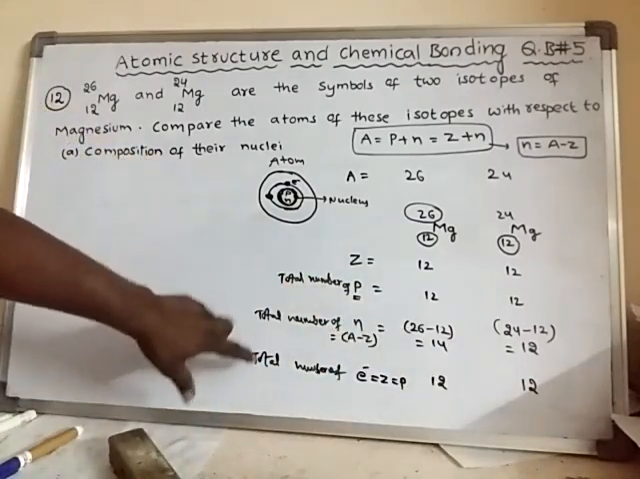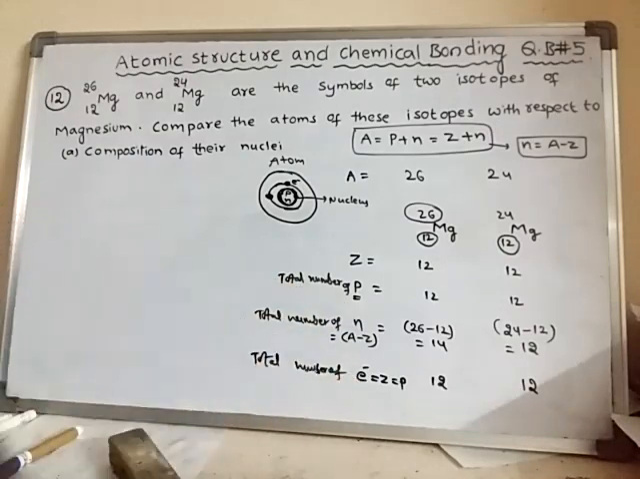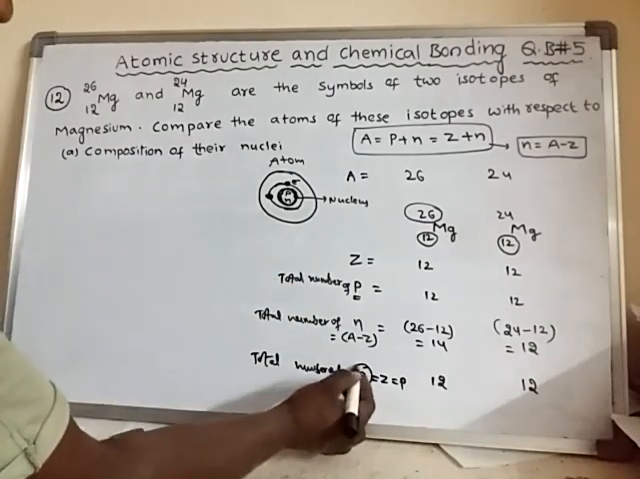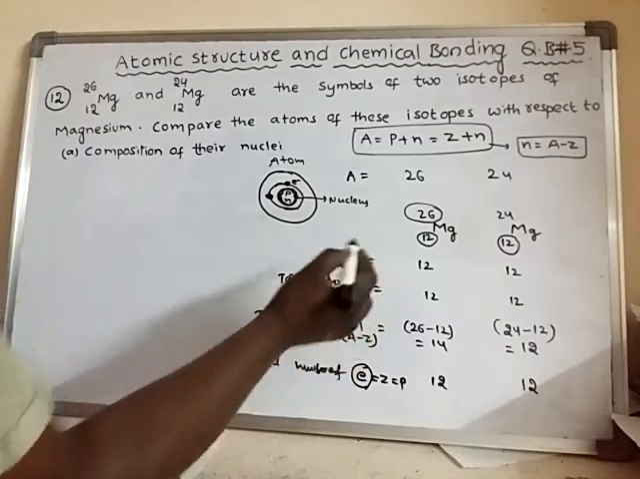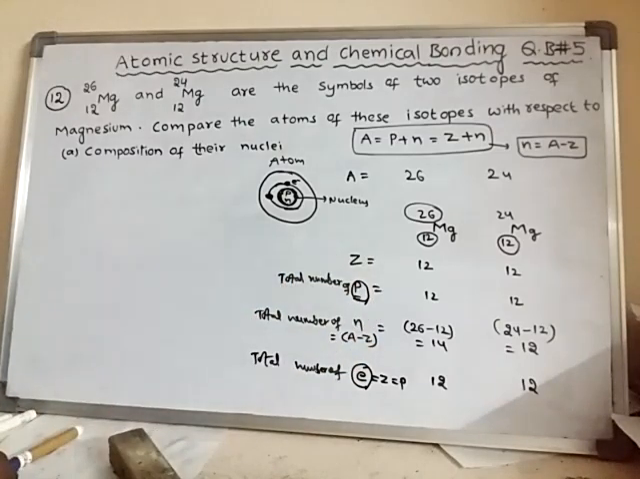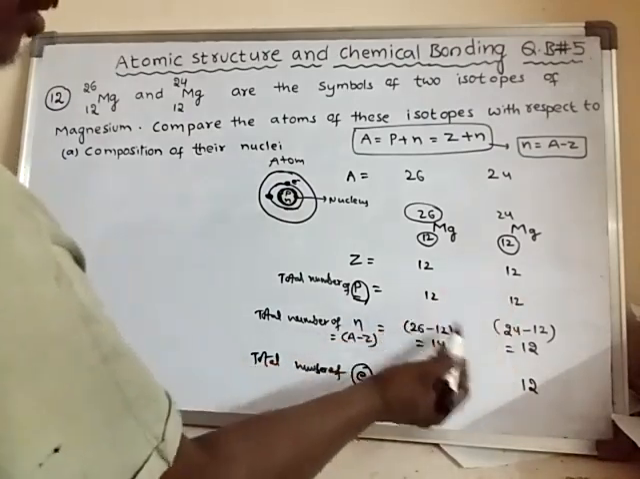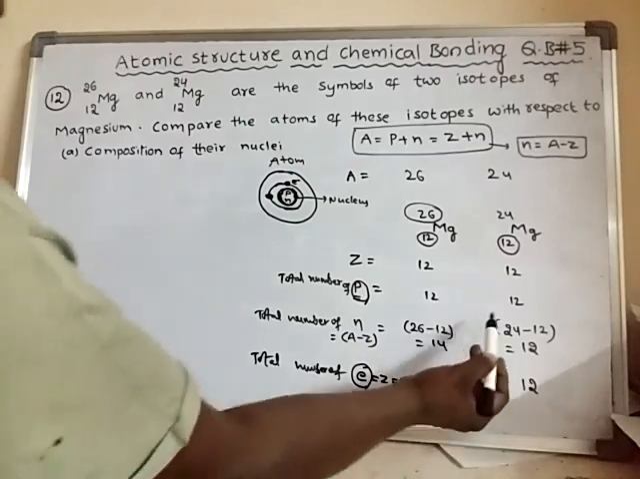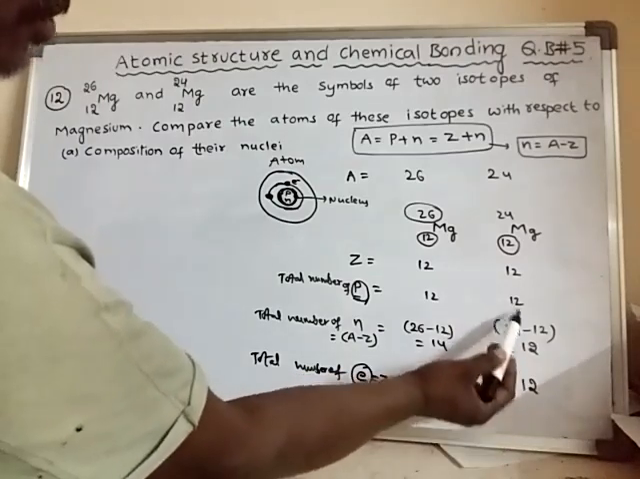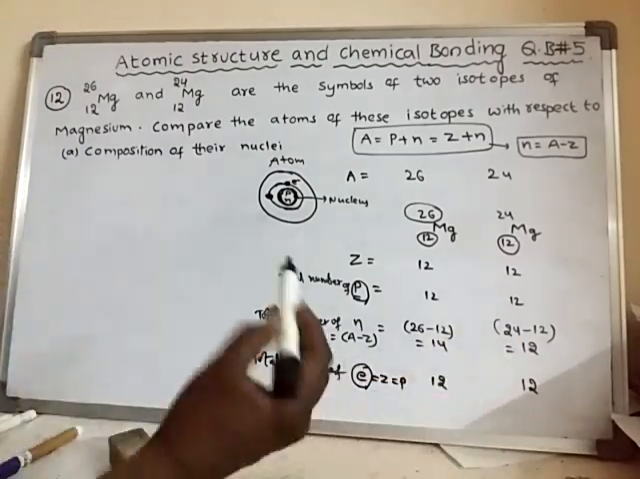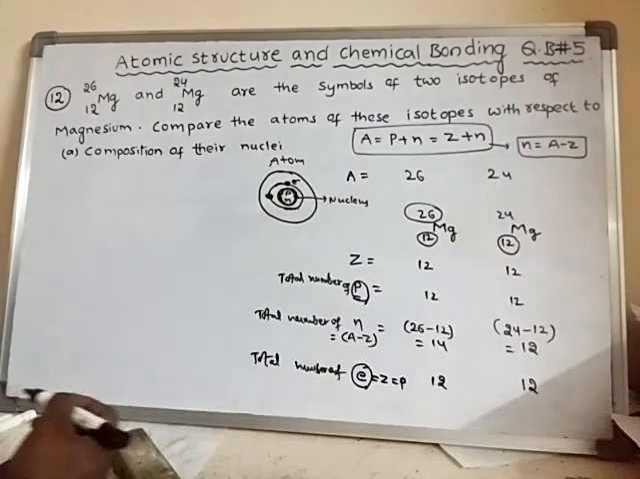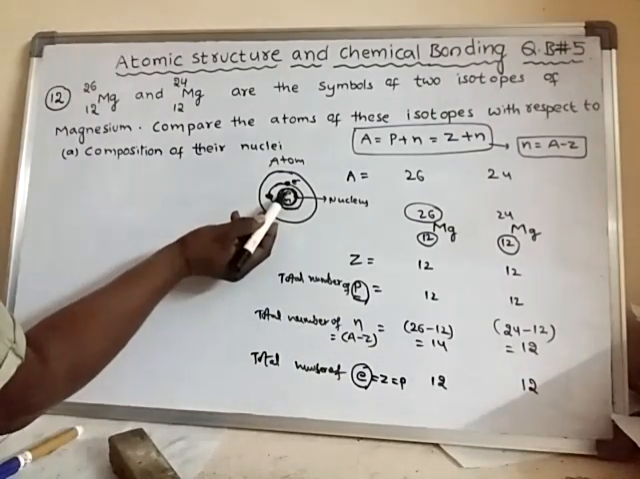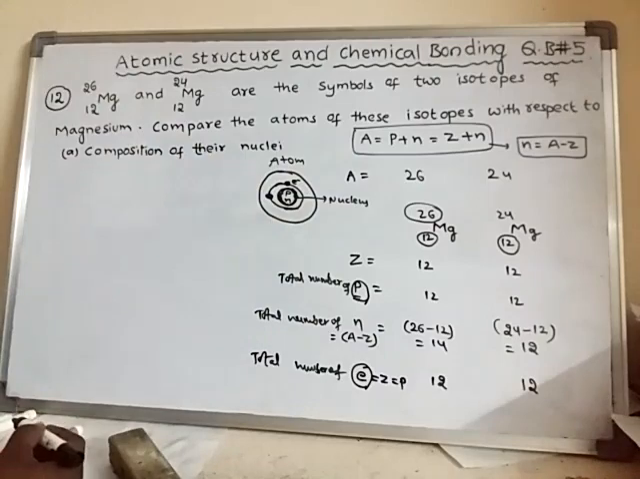So like this, protons and electrons, there are 12 in number. And here also, as it is electrically neutral, that means a neutral atom, it should contain the same number of electrons and protons. Right. Now, the nucleus always contains protons and neutrons.